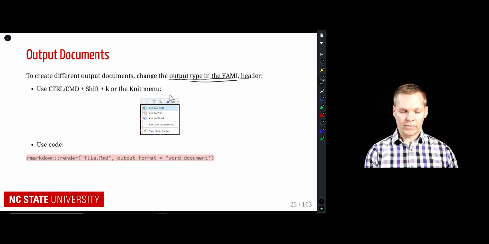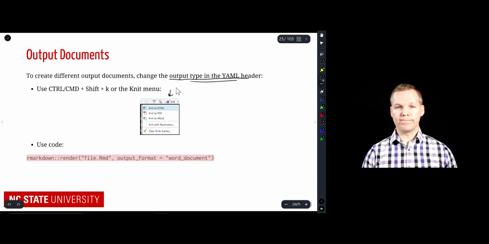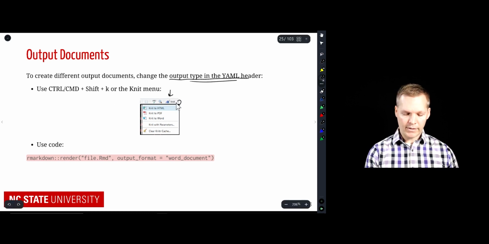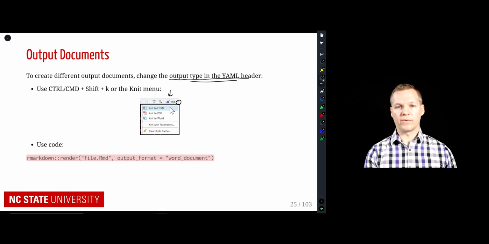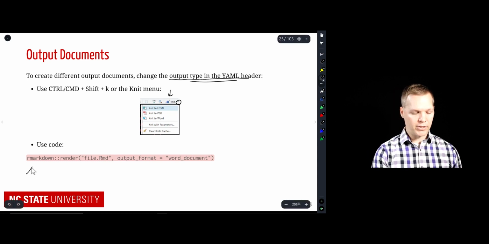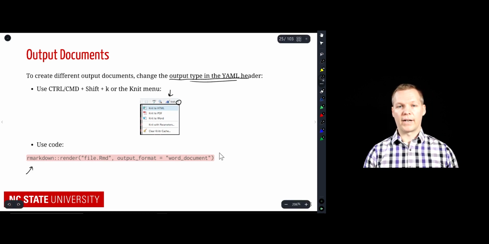Or you can click on this ball of yarn here, the knit button. Or if you click on this little arrow, you can override what's in the YAML header and say, I want to knit to a PDF or HTML or Word based off of your choice here rather than that YAML header. Alternatively, if you really want to move into automating the things you're doing, you can use R code to render a file, to knit a file, rather than clicking on menus or using hotkeys.